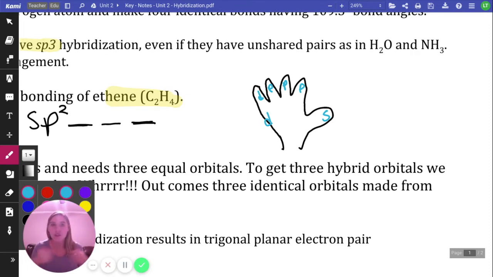So that's just a little trick to help you remember your hybridization. You can just use your hand to count your orbitals instead of having to draw out your electron configuration every time and figure out what orbitals are being thrown into the blender. So hopefully that's a helpful trick and something you can remember.